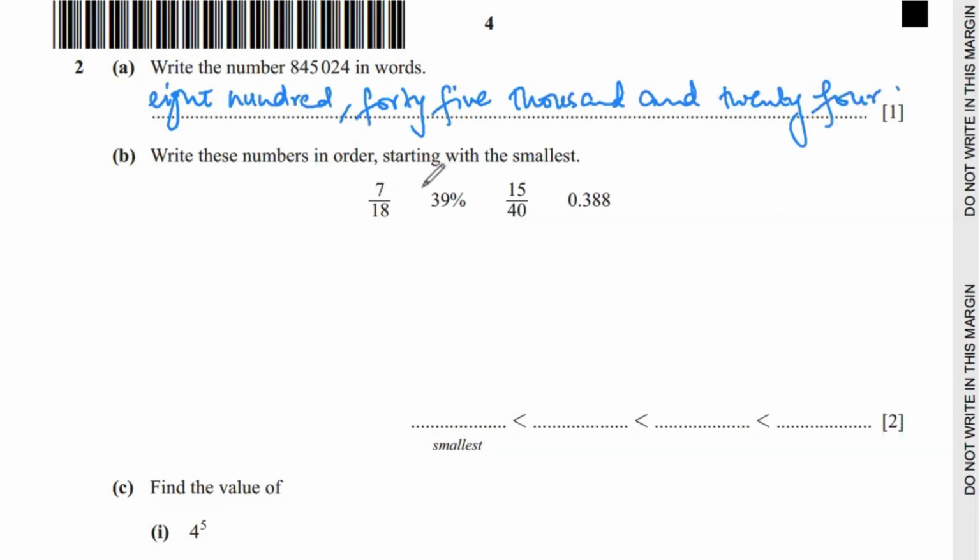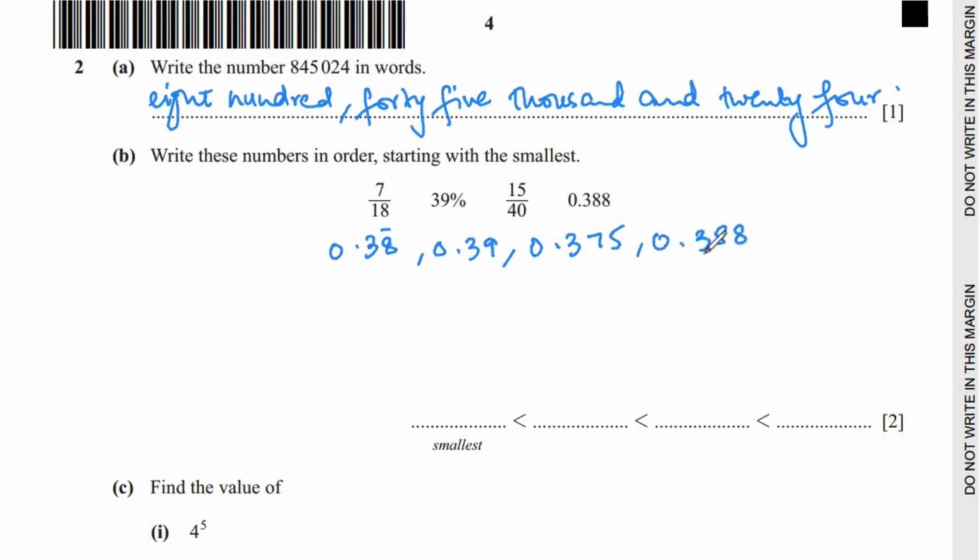Then it says write these numbers in order starting with the smallest. So when it comes to comparing these numbers, it's ideal to convert them into the same format. Either convert them into fractions, decimals, or percentages. I prefer decimals. So 7/18 as a decimal is going to be 0.38 recurring. 39% is 0.39. 15/40 is going to be 0.375 and 0.388 is already given as a decimal.